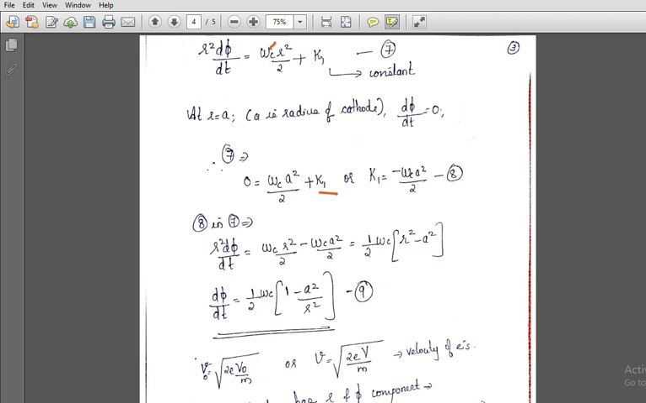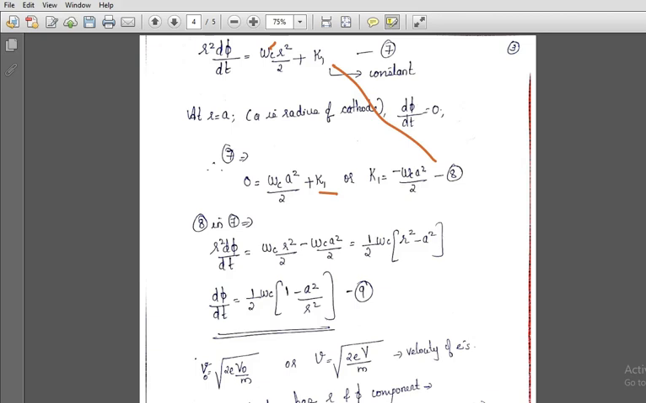Then what should be the next step? Substitute k1 in equation number 7. So you will get R square d phi by dt is equal to omega c R square by 2 minus omega c A square by 2. Or again we can write it as, what? Half.